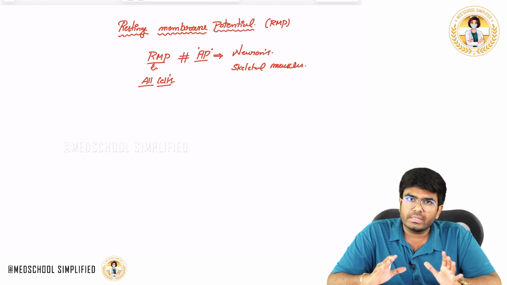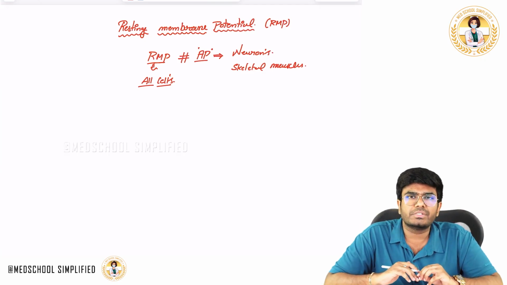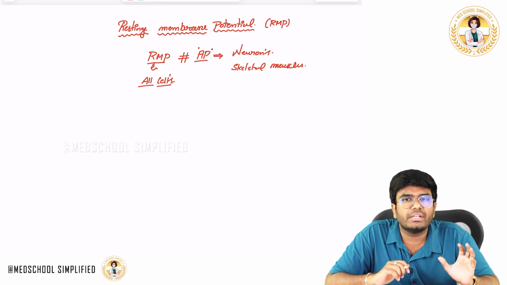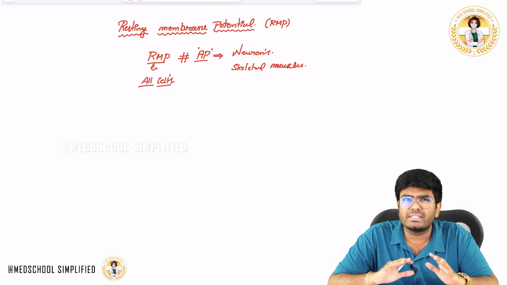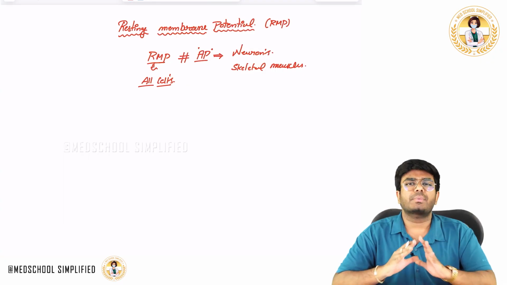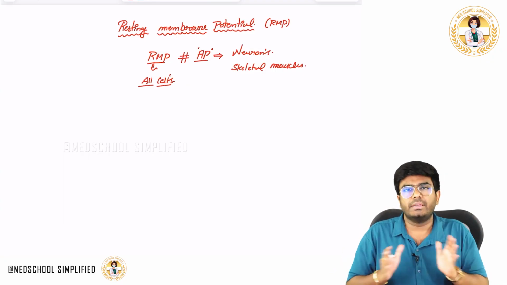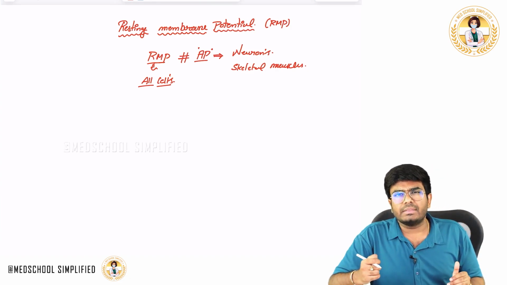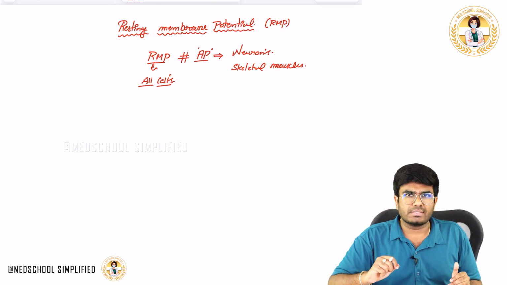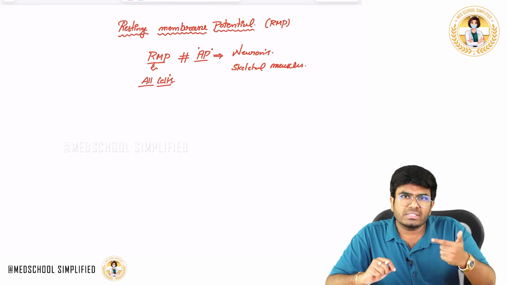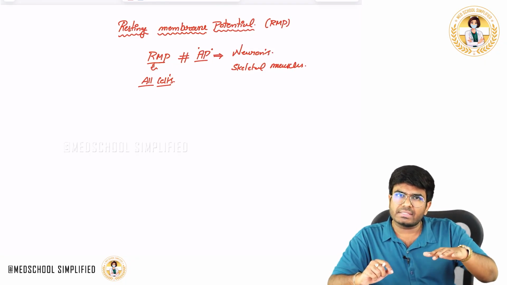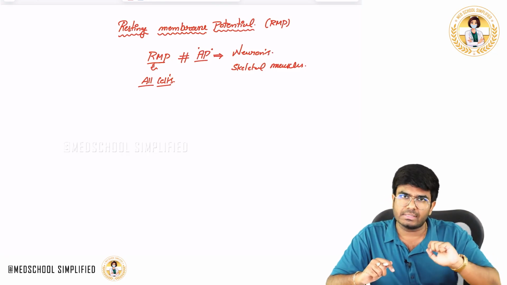Now in this video, let's see what the resting membrane potential is. In the name itself, it's resting. During a resting condition, a cell is not excited, not stimulated, it's absolutely resting, it's in equilibrium. Now when it is in equilibrium, there is a voltage difference outside the cell and inside the cell.